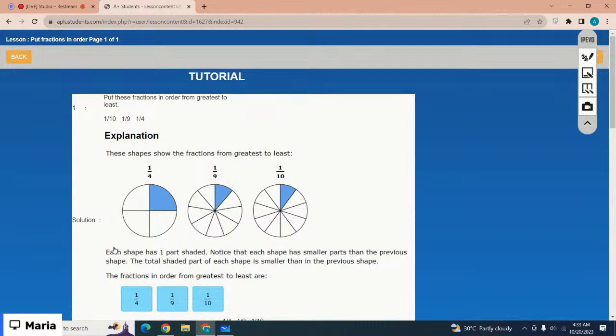Just keep this important point in your mind. The one that has the greatest denominator and least numerator is the greatest one, right? No, it's the smallest one. This one you are going to arrange from greatest to least. 1 by 4 is the greatest, 4 is the smallest denominator, right? So 1 by 4 is the greatest, then 1 by 9, and then 1 by 10, and 10 is the greatest denominator, right? Let's just start with the test questions.